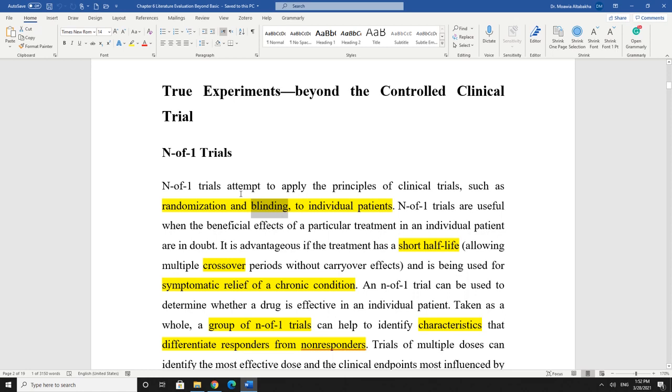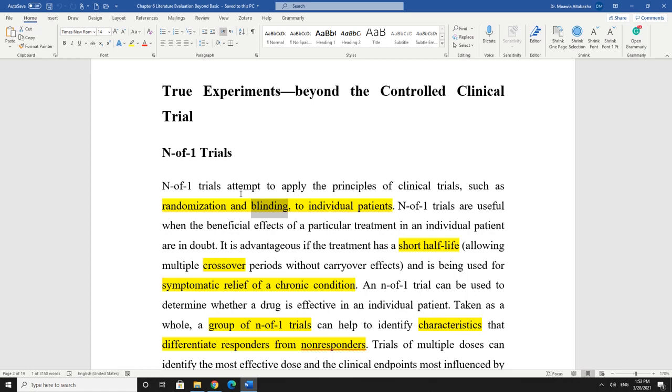Now remember, when we talked about controlled clinical trials, we were focusing on parallel designs. That means we have 2 groups. And if you remember, we said the opposite of parallel is what? Crossover. So if it's an individual patient, we are using crossover design. Crossover design means the same person is taking treatment A.